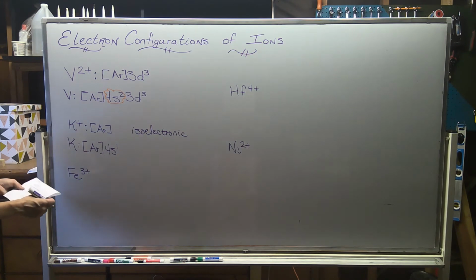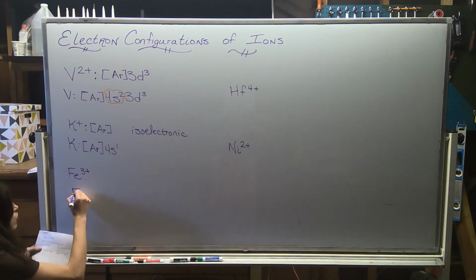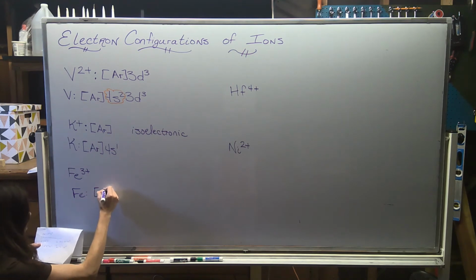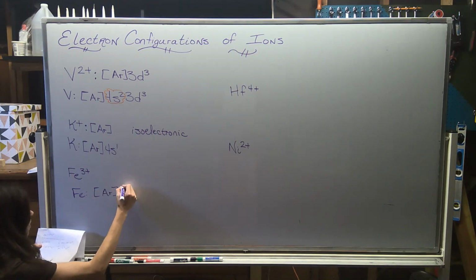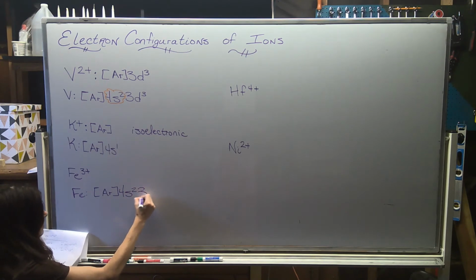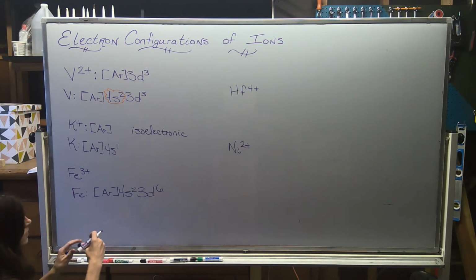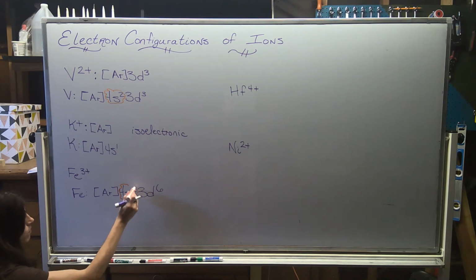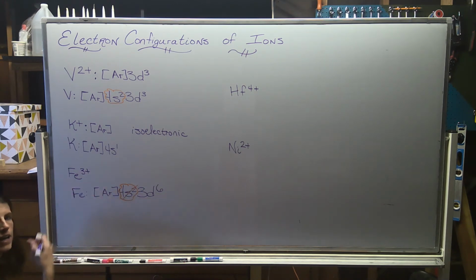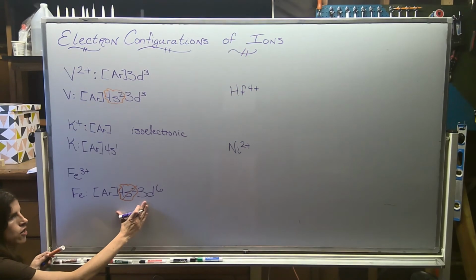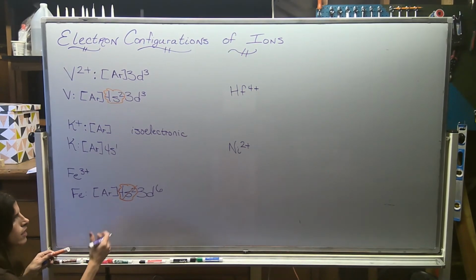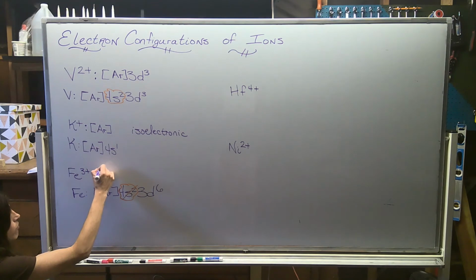For iron 3 plus, for the neutral iron, it's argon 4s2 3d6. So here's an interesting example. We see that the valence is the 4s2. And that's going to drop out as we're trying to obtain a +3 charge. After that, we don't have a choice but to take another electron from the 3d. And so the 3d would go down to a 3d5.